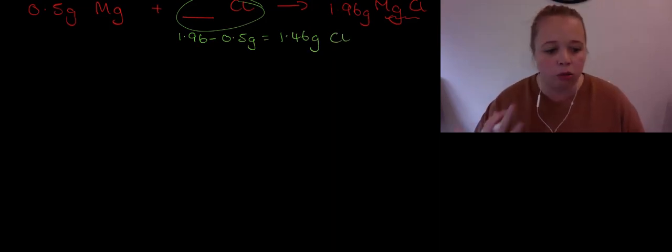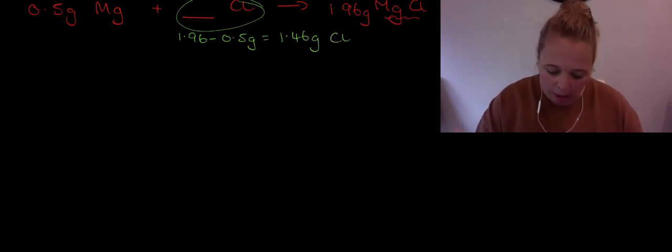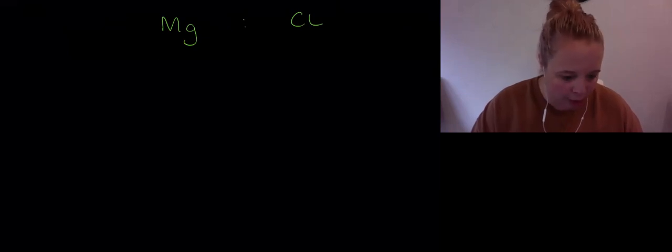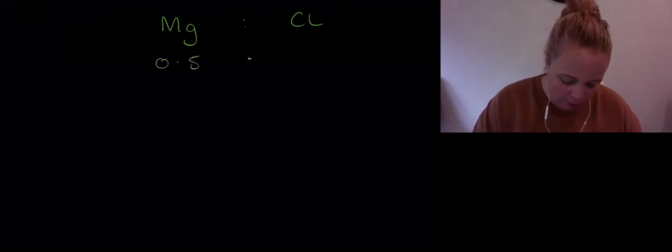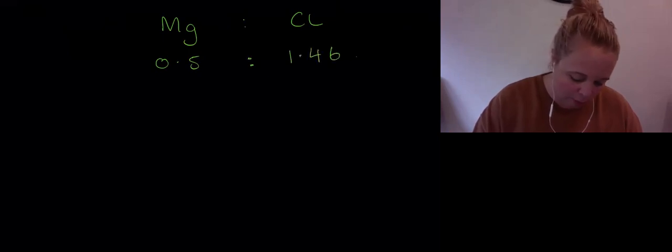Okay, so now we've got our two masses, we can go down our empirical formula pathway. Before we start that, we've got our two elements. So our two elements are magnesium and chlorine. Now you should have these written down. My two masses of those are 0.5 and the mass of the chlorine that reacted was 1.46.